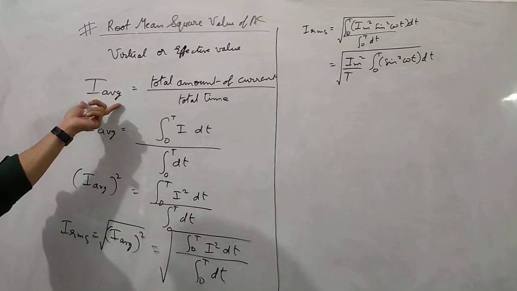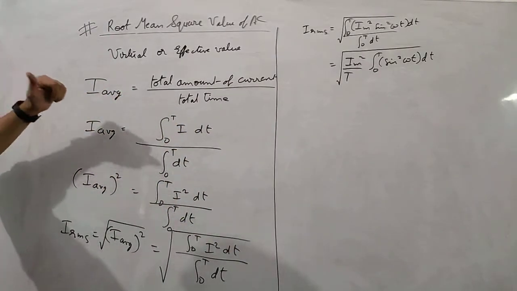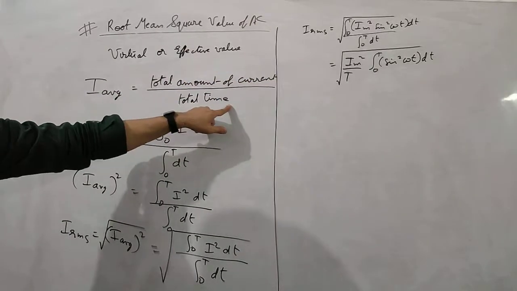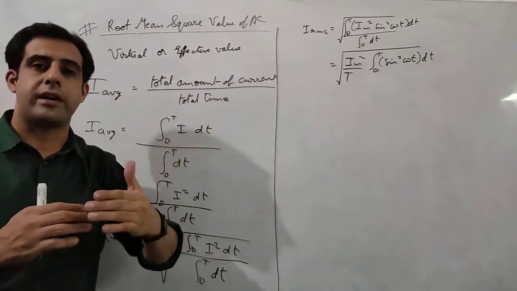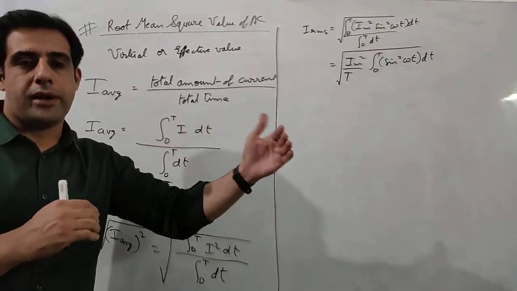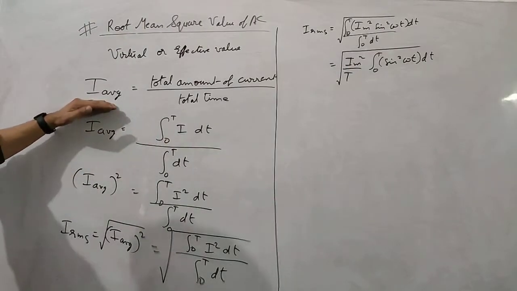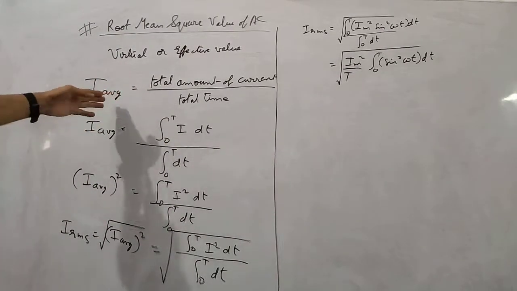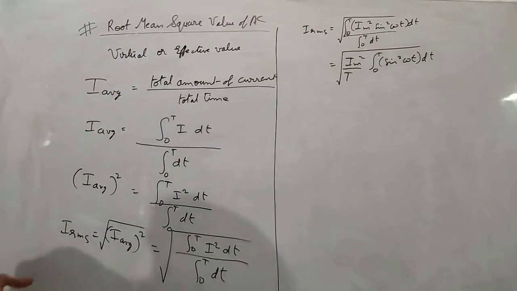So when we are talking about the average current, it will be equal to the total amount of current divided by the total time. So the total amount of current over a time period, let us say T, divided by that total time period T, will give us the average value. This comes from the general formula of the average value, so you can pretty much apply this formula anywhere.